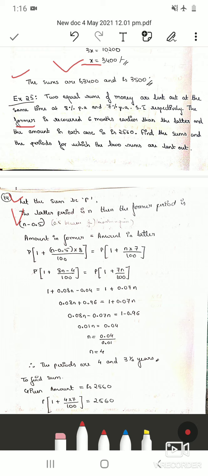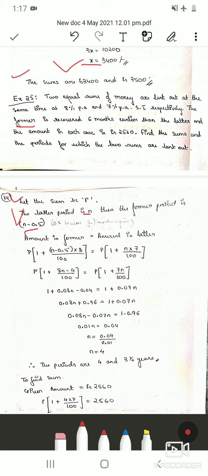So here months is converted into years. So what we will do, 6 divided by 12, which is 1 by 2 or 0.5. Therefore in terms of years, the period will be n minus 0.5. Here this n is in terms of years. So therefore the former period must also be in terms of years. Therefore it is n minus 0.5.